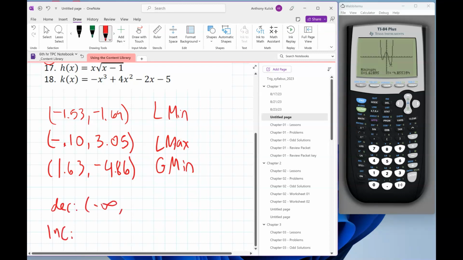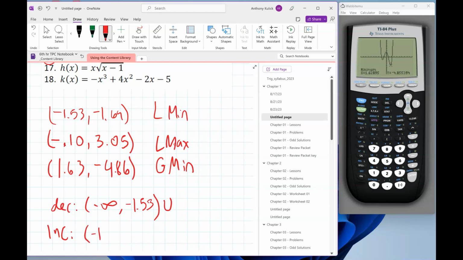Okay, so we're going negative infinity. I know that always gets a parenthesis, so I'm going to stick that on there right away. Negative infinity and then to negative 1.53. Great, that's the x-coordinate for the first minimum. And then you put a union. Then you do negative 1.53. This is the increase. And it would be to negative 0.10. Good. So again, we're starting at the local minimum, and we're increasing all the way to the local maximum.